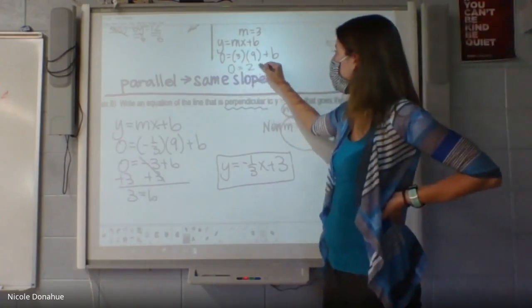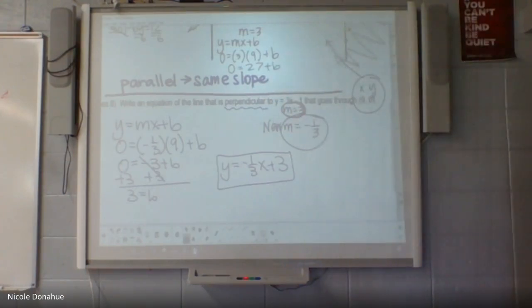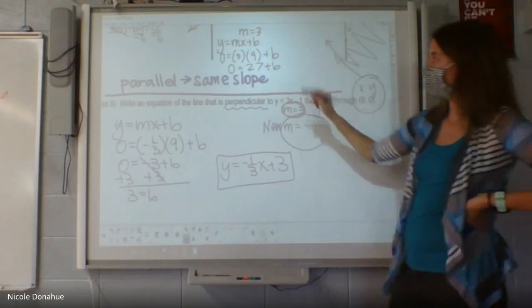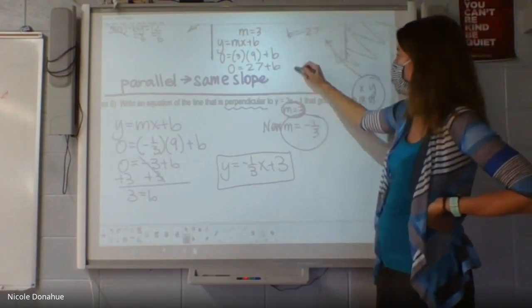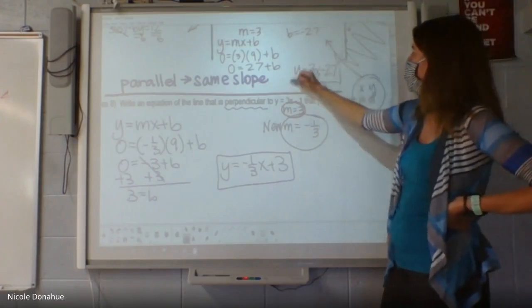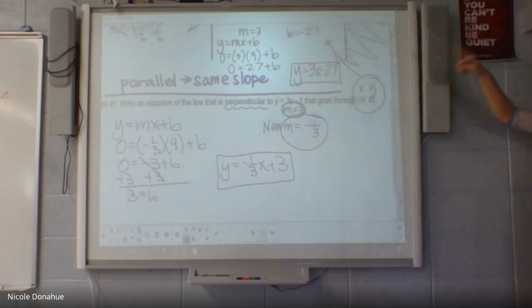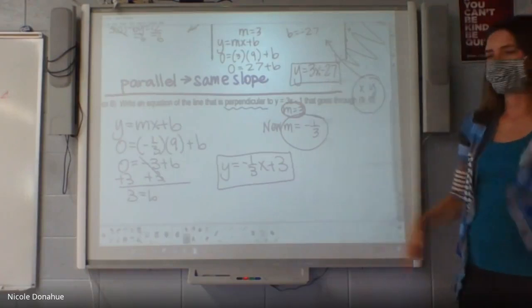No, it doesn't. So we multiply the 9 times 3. So I'd end up having to move that 27 over. So b would be a negative 27. So this would be the line that's parallel to that one. So those lines would be parallel. Or sorry, parallel. These two would be parallel. Sorry.